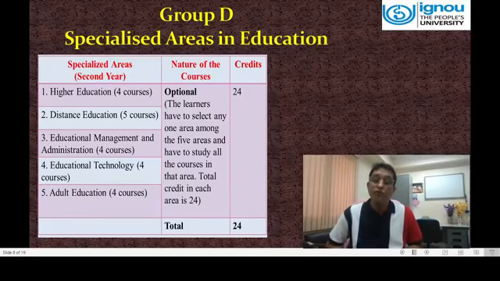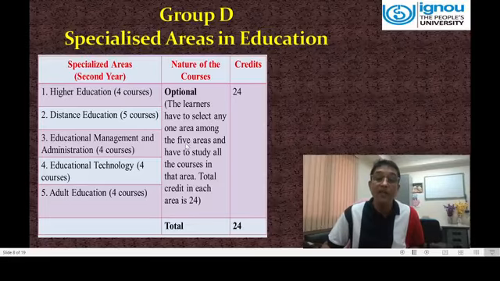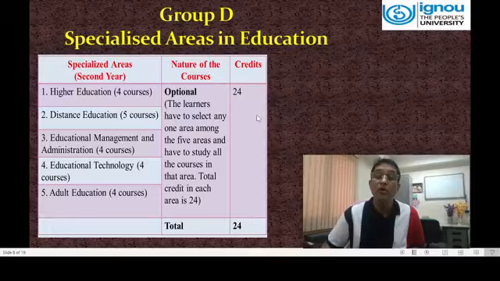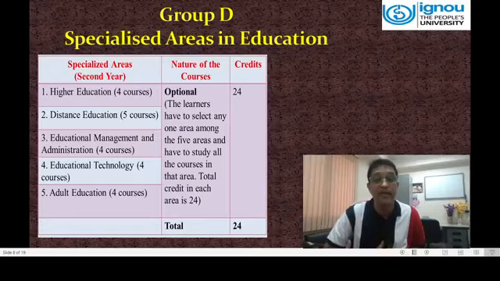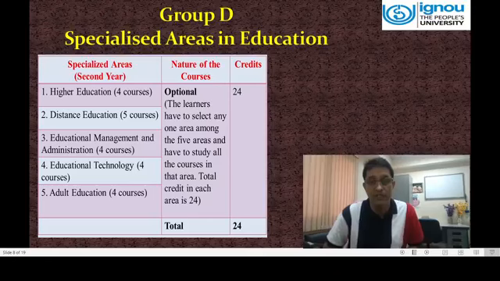So what you have to do as a learner is select any one area among the 5 areas and study all the courses in that area. The total credit in each area is 24. So you have to select any one area among these 5 areas, and all the courses included in that area, you have to study.